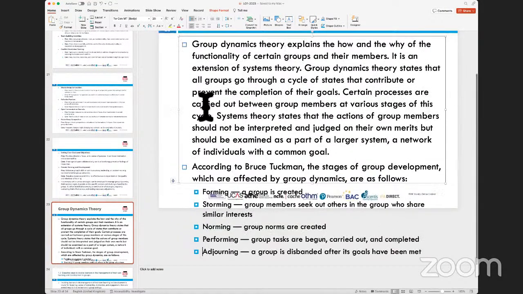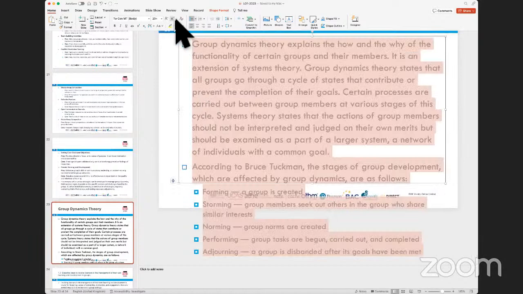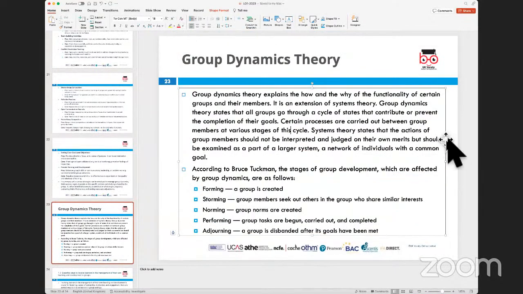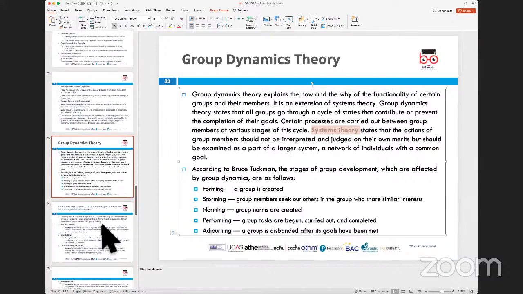So you're looking at similar interests, you're looking at behavior, you're looking at their attitude, and obviously who they work with well, and that would all be related to the group dynamic or the systems theory.